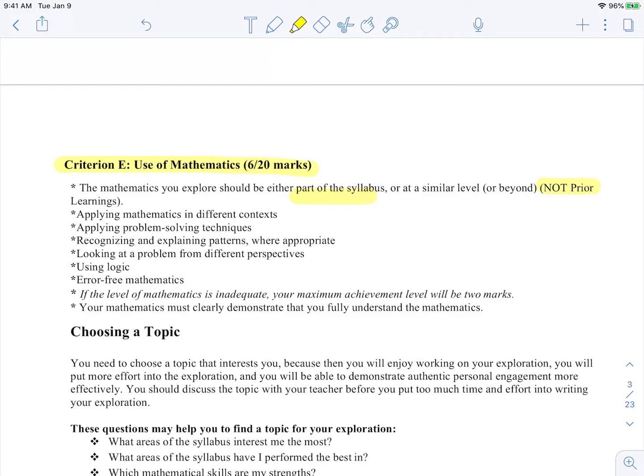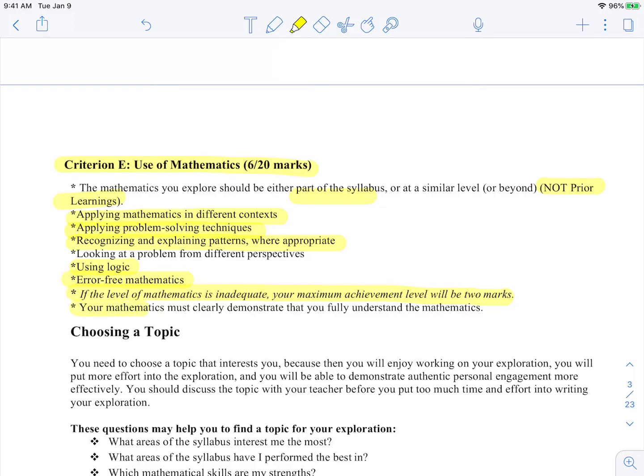You cannot use prior learning. So things like Algebra 1 topics, maybe Algebra 2 topics. You need to be at our level of math. Some of the things you need to be aware of is you have to apply your math in different contexts, having problem-solving techniques, maybe recognize that you have some patterns where appropriate, using logic, make sure that you do not have any errors in your math. Notice here, if you do not choose high enough math level, you'll be only awarded up to a 2 out of 6.